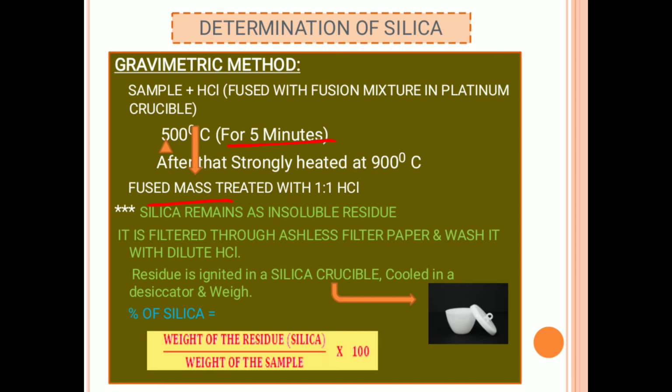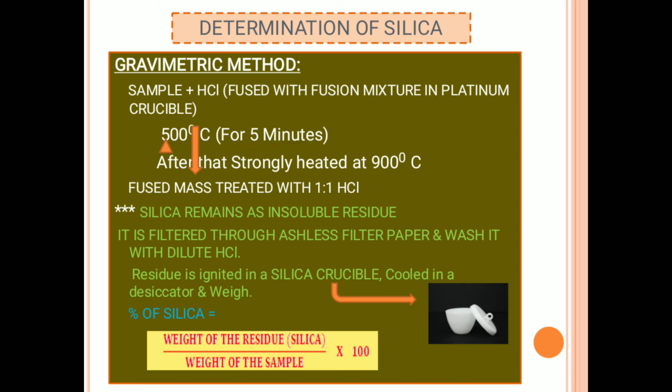Any insoluble matter, that is silica as insoluble residue, is filtered through an ashless filter paper and washed with dilute HCl. Then the residue is ignited in a silica crucible, cooled in the desiccator and weighed. Then percentage of silica is equal to weight of the residue by weight of the sample into 100.